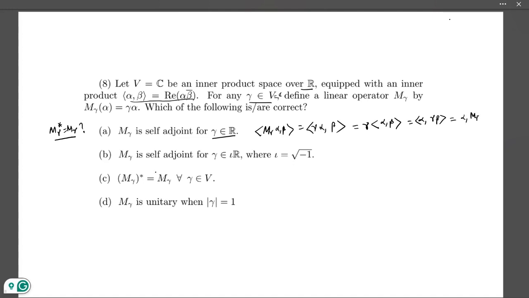alpha, M gamma beta, because M gamma is multiplication by gamma. But this whole calculation from left to right says that this is correct, right? M gamma star is M gamma only. Good. So let's see. Second, M gamma is self-adjoint for gamma in R, where i is square root of minus 1. We need this for the above lines.